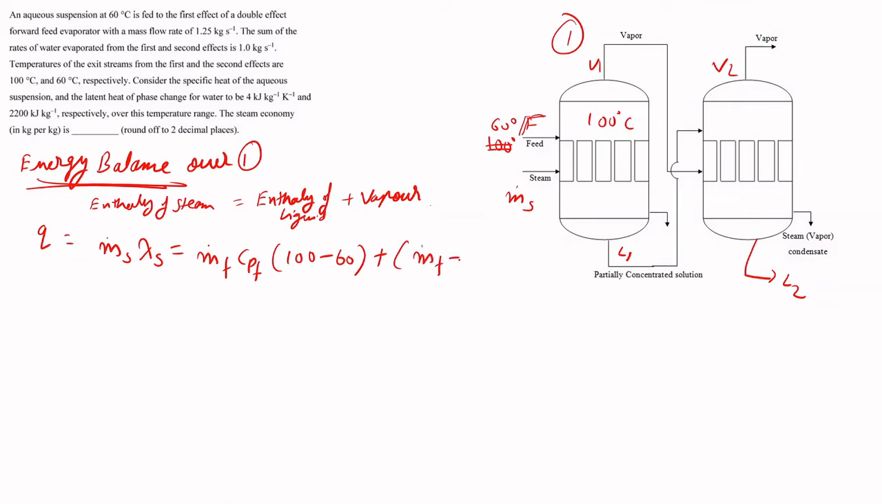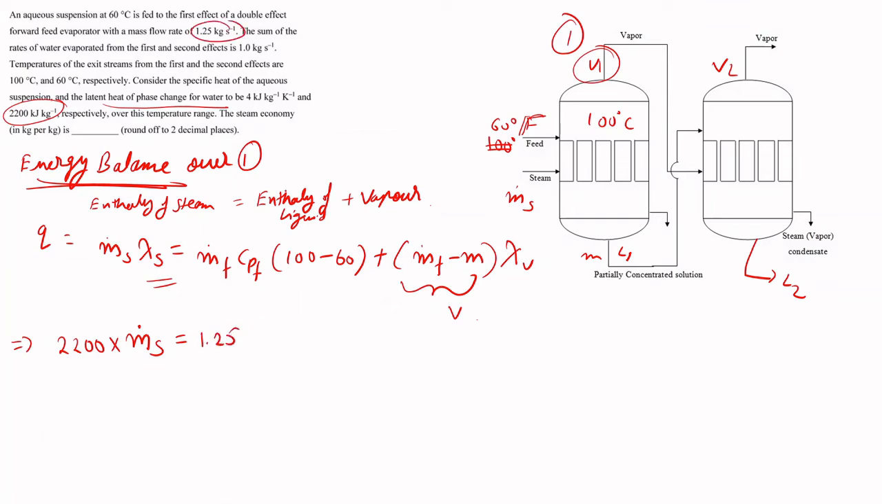So usually it is written as m dot f minus this. This is the mass of the liquid into lambda V. Okay, and this term is equal to this vapor. So basically we can write this as lambda s. We have been given the latent heat of phase change of water as 2200 kilojoule per kg. So this is 2200 into mass of steam, which we don't know. The mass of the feed we have been given as 1.25.